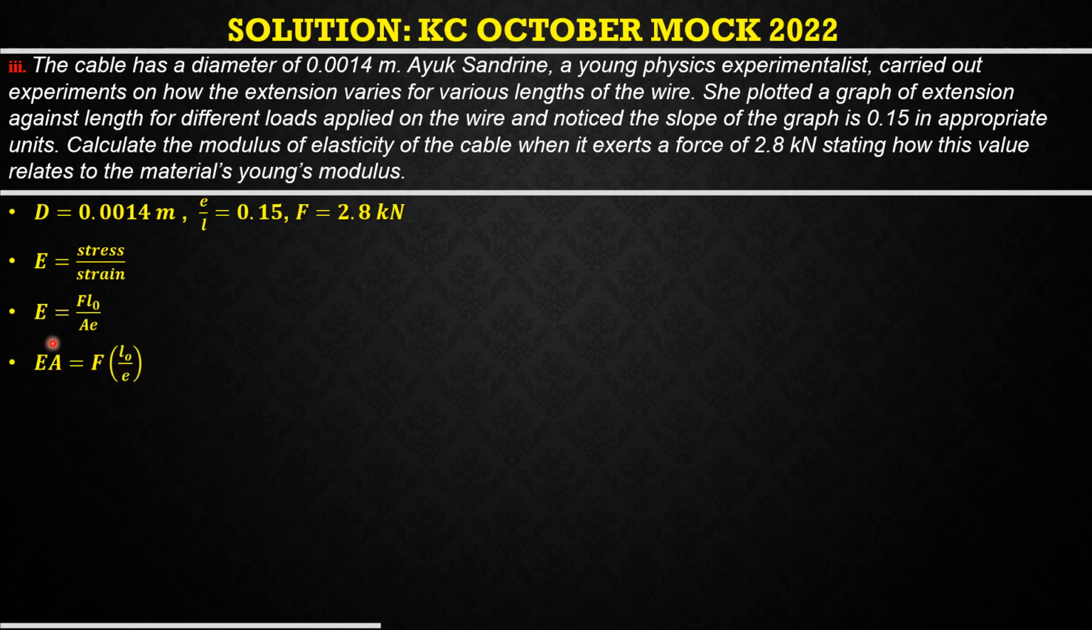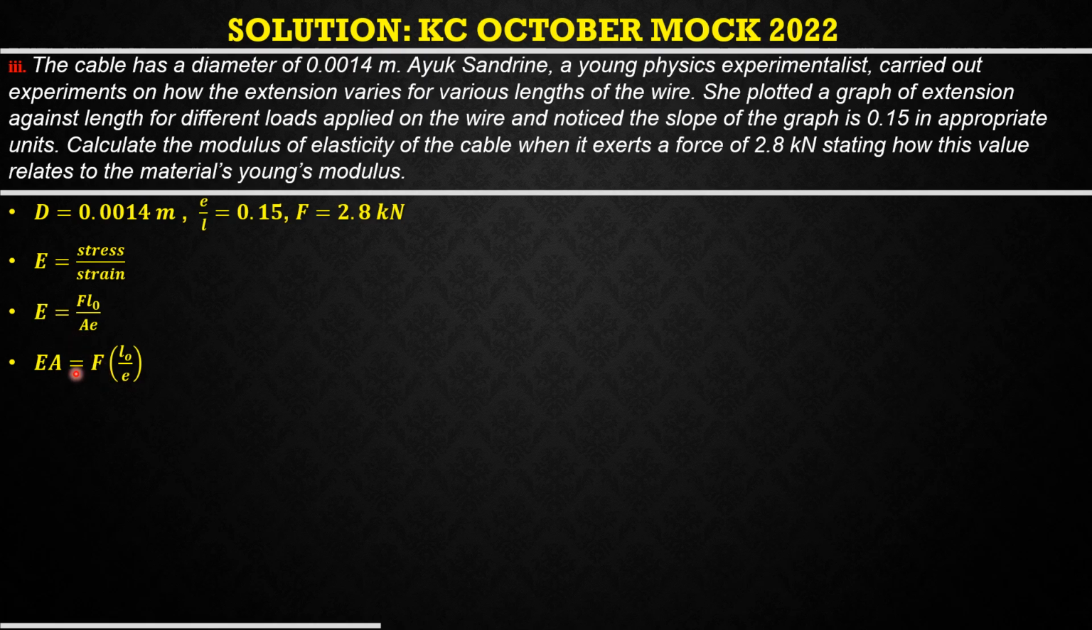So we can actually find modulus of elasticity, because modulus of elasticity is basically a term used in engineering for the product of a material's Young's modulus and its cross-sectional area. So what we are going to do is that we're just going to take this cross-sectional area here. So we have EA to be F L0 over e.